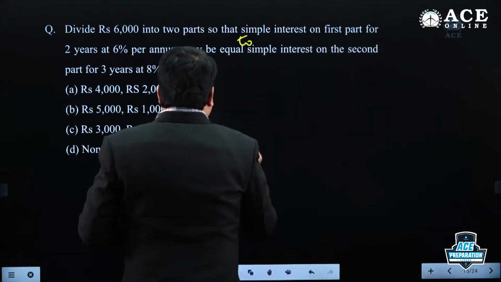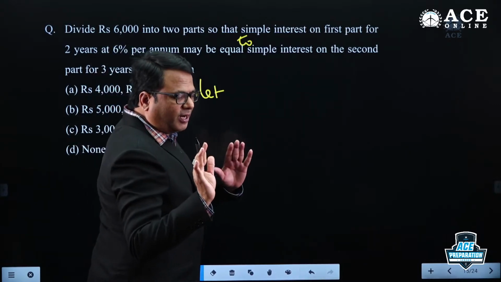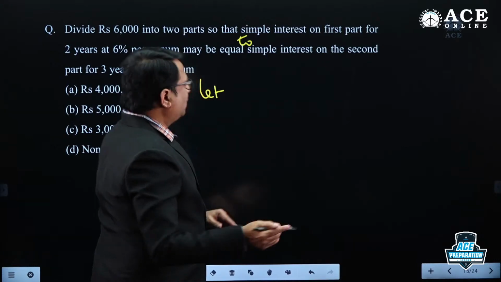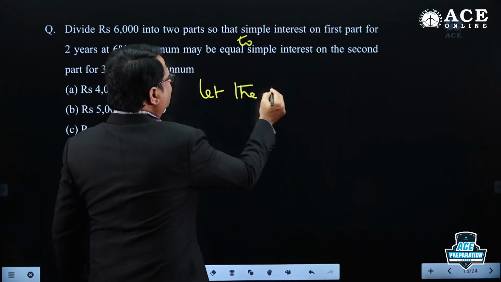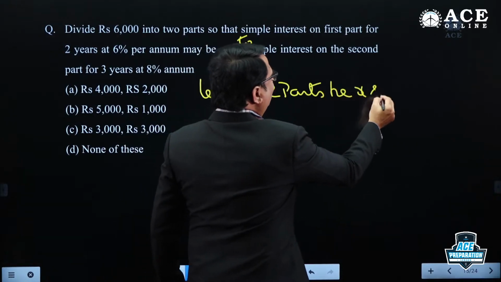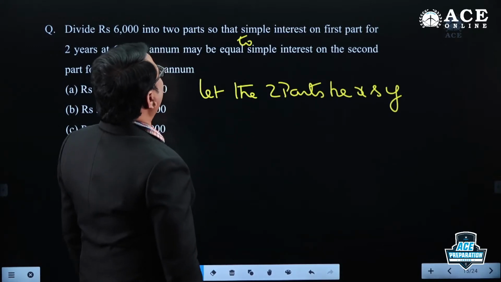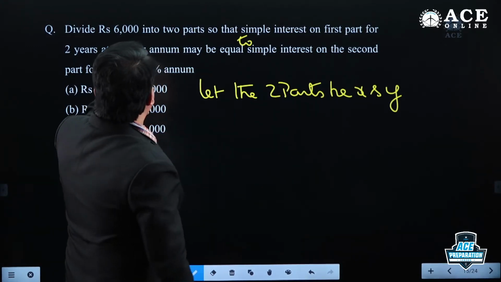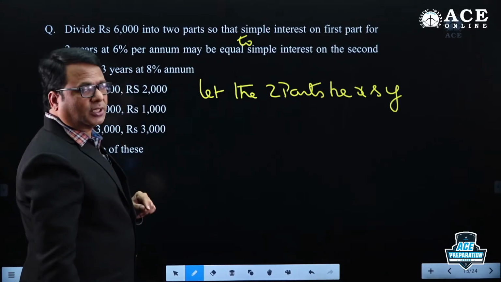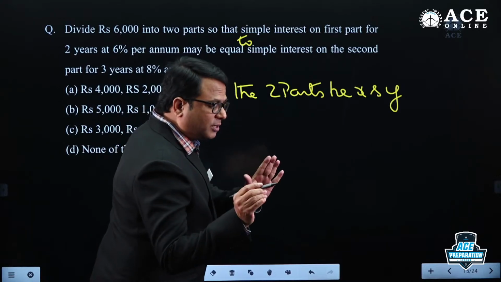Now let the two parts be x and y. Let 6,000 rupees be divided into two parts. One part is x, another part is y. So I write here, let the two parts be x and y. Now what is the interest on first part? Each year 6%. So for 2 years it is how much? 12%.